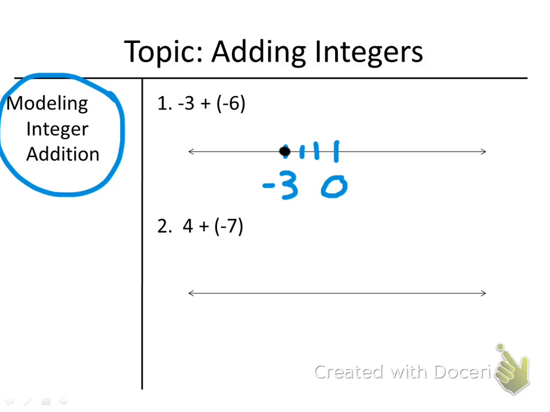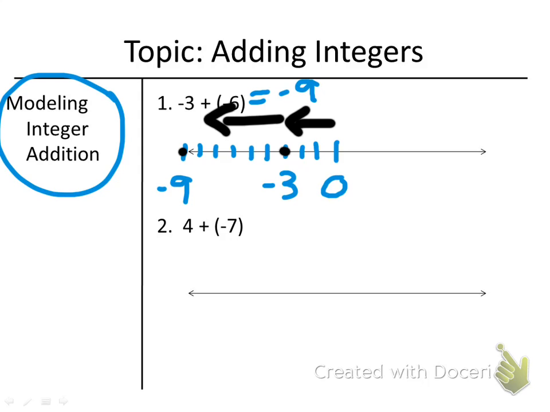When we add, we usually go to the right, but since I'm adding a negative, I'm going to be going to the left. So I'm going to count down 6. 1, 2, 3, 4, 5, 6. And I should be at -9. So my first step was I went to -3, and then I subtracted 6, and I'm at -9. So my answer is -9.